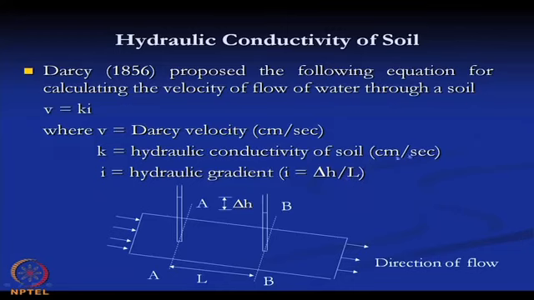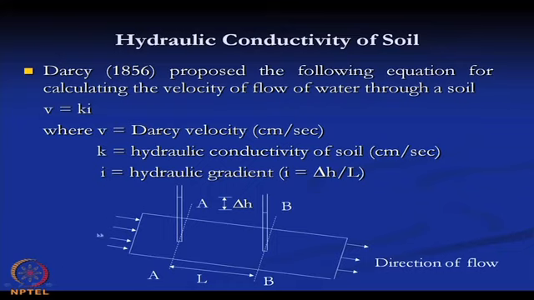So, next one is the hydraulic conductivity of the soil. What is hydraulic conductivity of the soil? Darcy proposed the following equation for calculating the velocity of flow of water through a soil, and that equation is V equal to K into I, where V is the Darcy velocity, written in centimeter per second, K is the hydraulic conductivity of the soil, in centimeter per second, and I is the hydraulic gradient, that is del H by L.